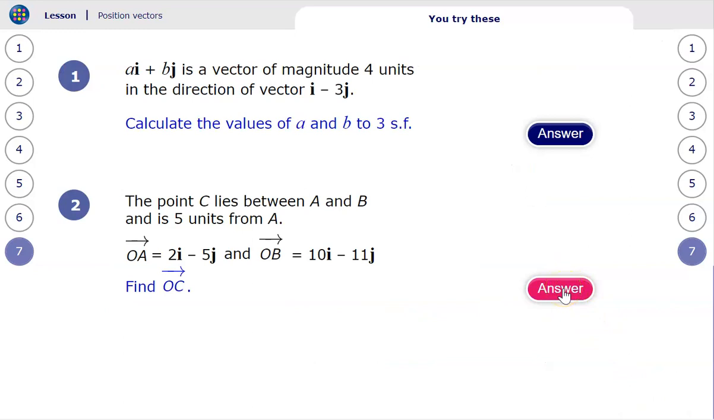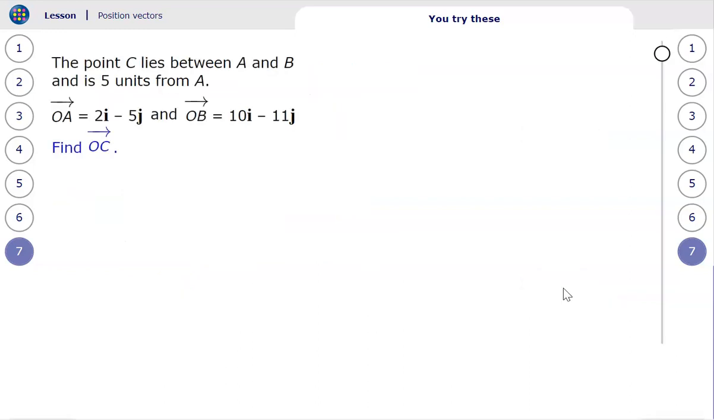The second example: point C lies between A and B and is 5 units from A. You've got the position vector of A as being 2i minus 5j, and the position vector of the point B as being 10i minus 11j. We want to find OC, the position vector of C.